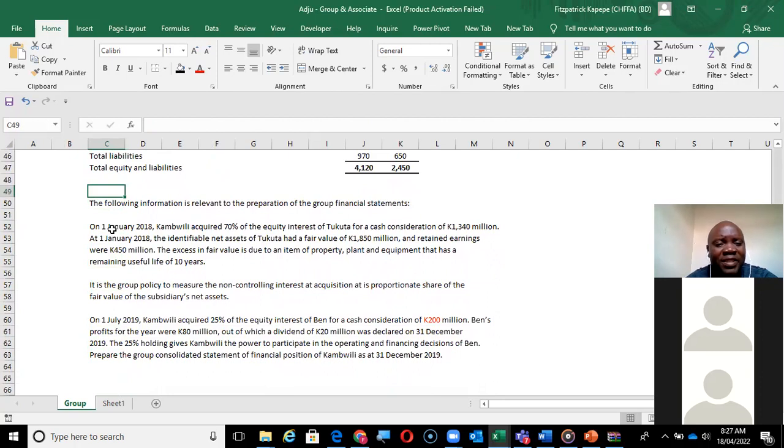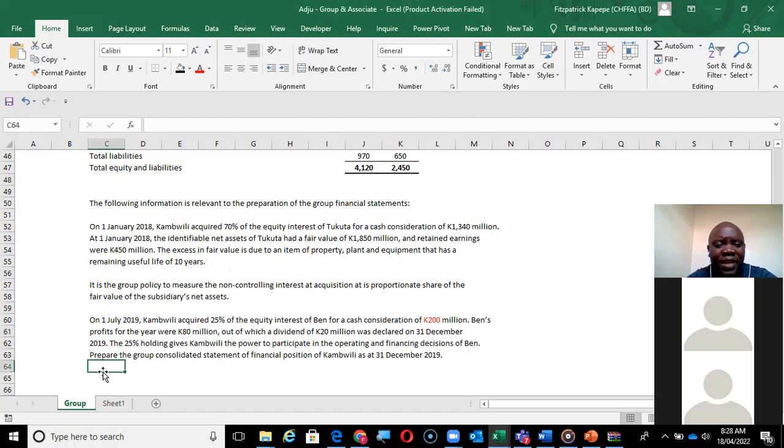On 1st January 2018, Cambidi acquired 70% of the equity interest of Tukuta for a cash consideration of 1340 million. The identifiable net assets of Tukuta had a fair value of 1850 million and retained earnings were 450 million. The excess in fair value is due to an item of property, plant, and equipment that has a remaining useful life of 10 years. It is the group policy to measure the non-controlling interest at acquisition as a proportionate share of the fair value of the subsidiary's net assets.